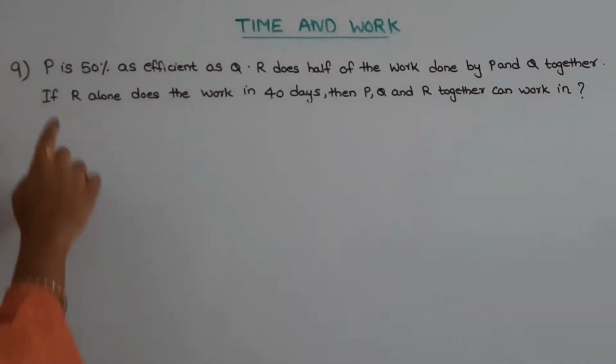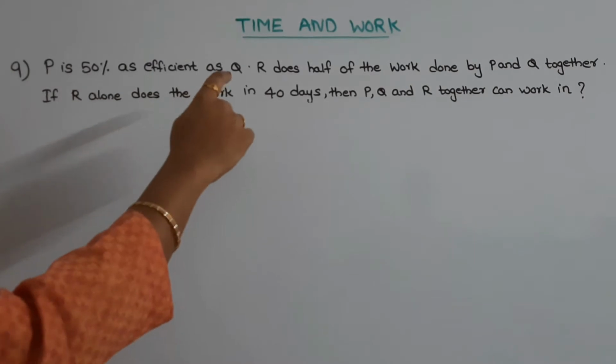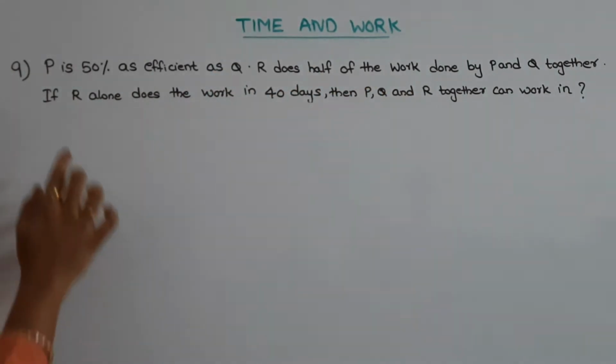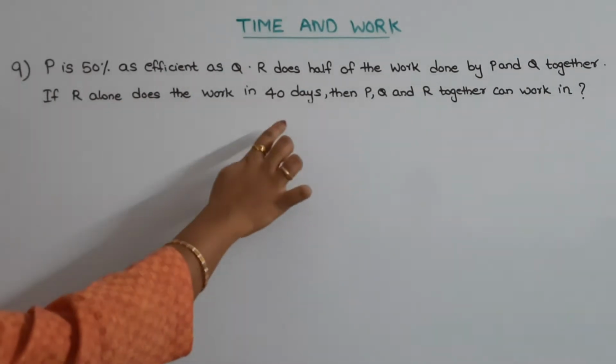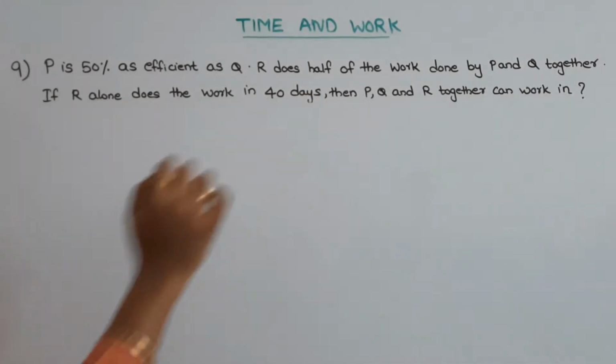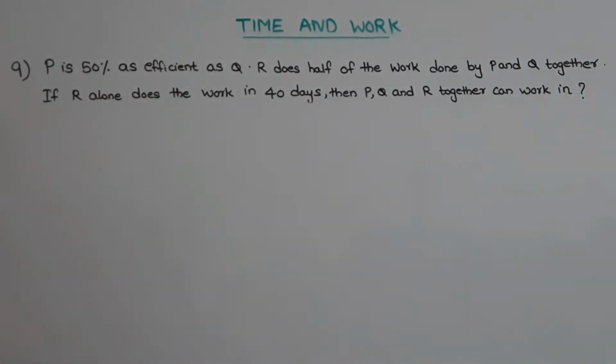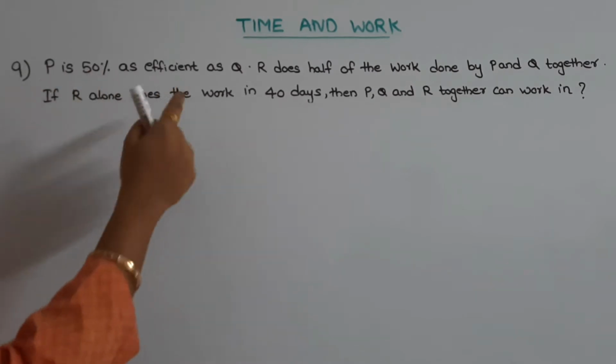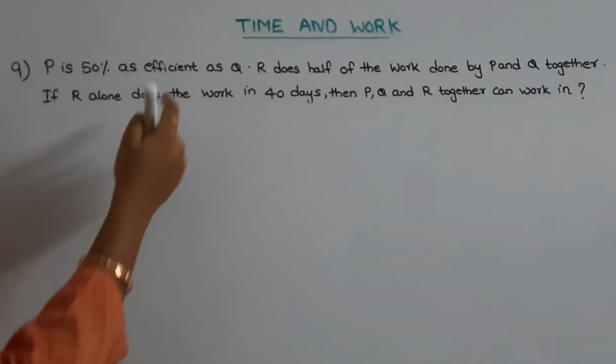Ninth question is P is 50% as efficient as Q. R does half of the work done by P and Q together. If R alone does the work in 40 days, then P, Q and R together can work in how many days? So in the first sentence it is given that P is 50% as efficient as Q. So this gives us the information about the efficiency of P and Q.